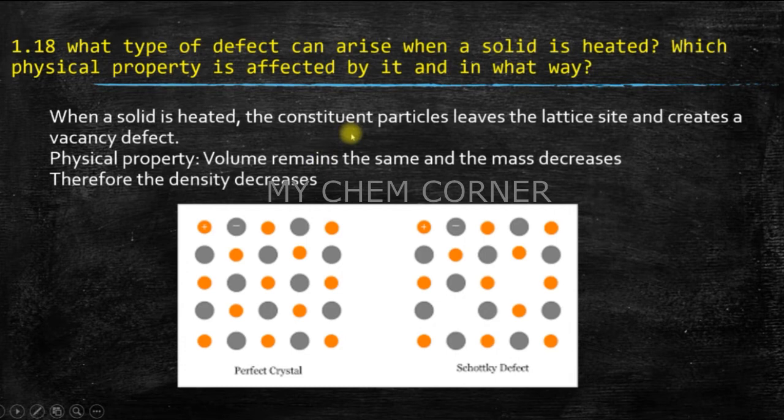First one is what happens when you heat it. Second is which physical property is affected. We know it is density. In what way is it affected? The density is going to reduce.